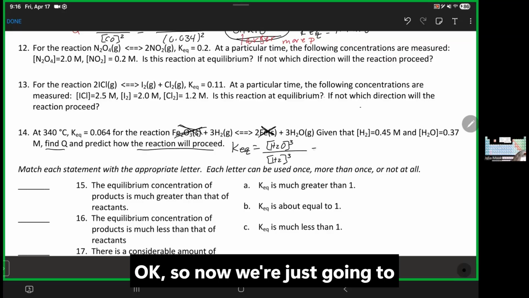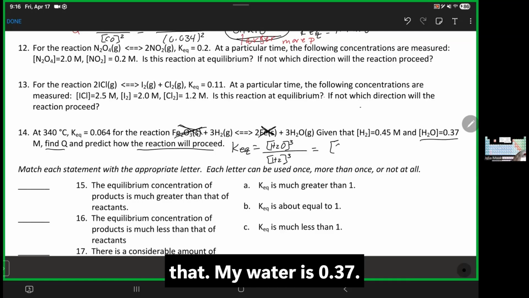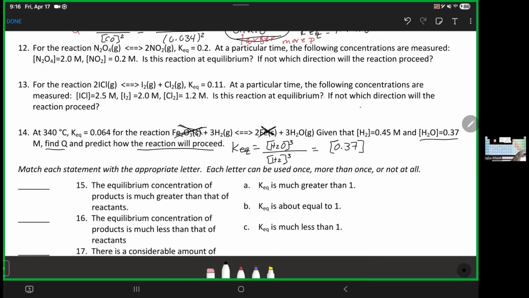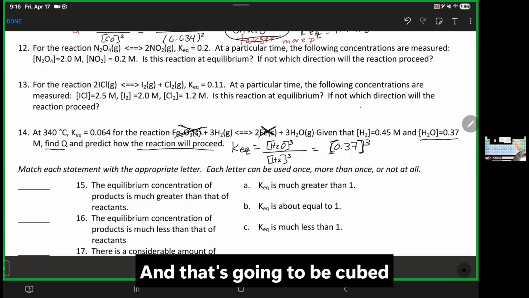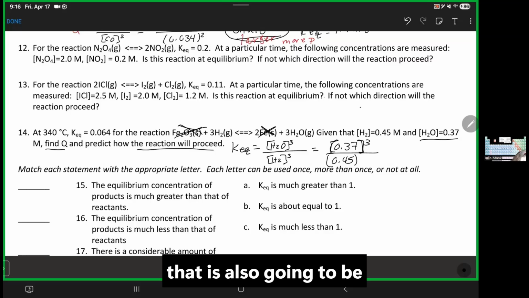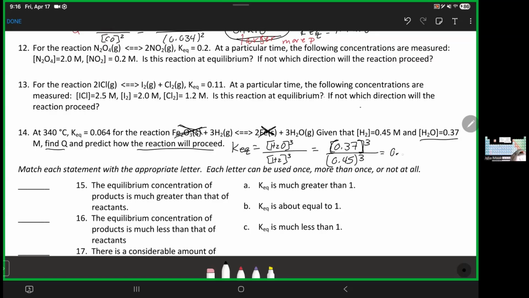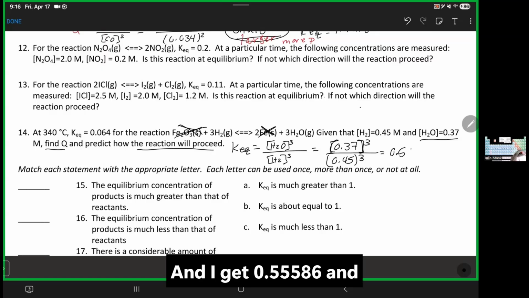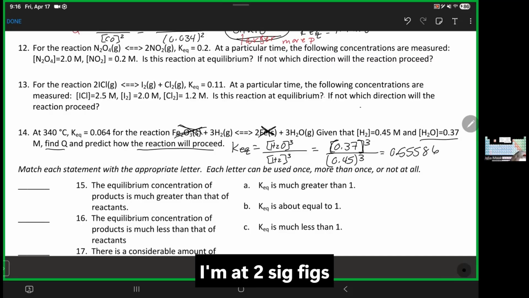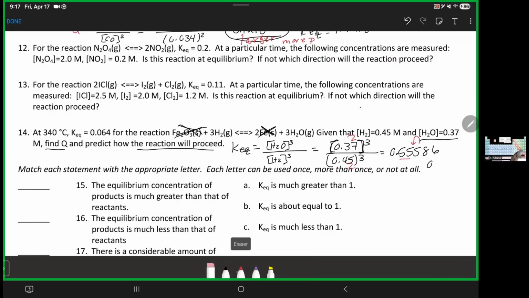Okay, so now we're just going to plug those numbers in. So I have that my water is 0.37, and that's going to be cubed. And my hydrogen is 0.45, and that is also going to be cubed. So now we calculate that. And I get 0.55586. And I'm at 2 sig figs here, 2 here, so 2 in my answer. 5 is going to round up, so I get 0.56.